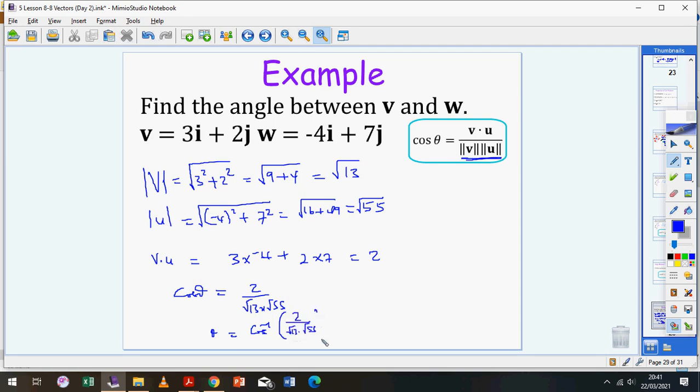And you can just plug that into a calculator to find your angle between the vectors. So I have inverse cosine of 2 divided by square root of 13 times 65, which is 85.7 degrees.